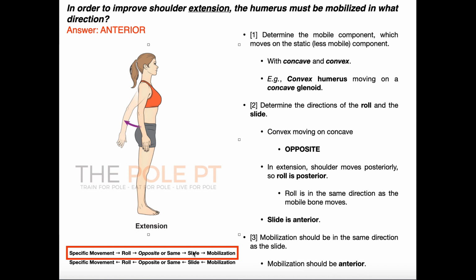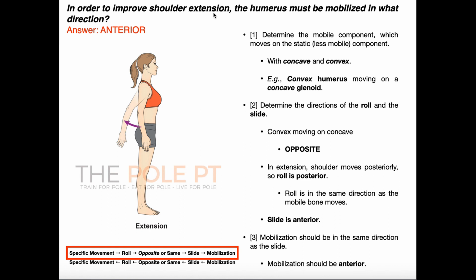And now we're pretty much done because the mobilization at the joint should be in the same direction as the slide. And since we just determined the slide was anterior, the mobilization would also have to be anterior. Okay? And so that's the answer to this question. So if I wanted to improve shoulder extension, okay, the humerus would have to be mobilized anteriorly. And theoretically, if I did that, I would be improving the mobility of specifically shoulder extension.